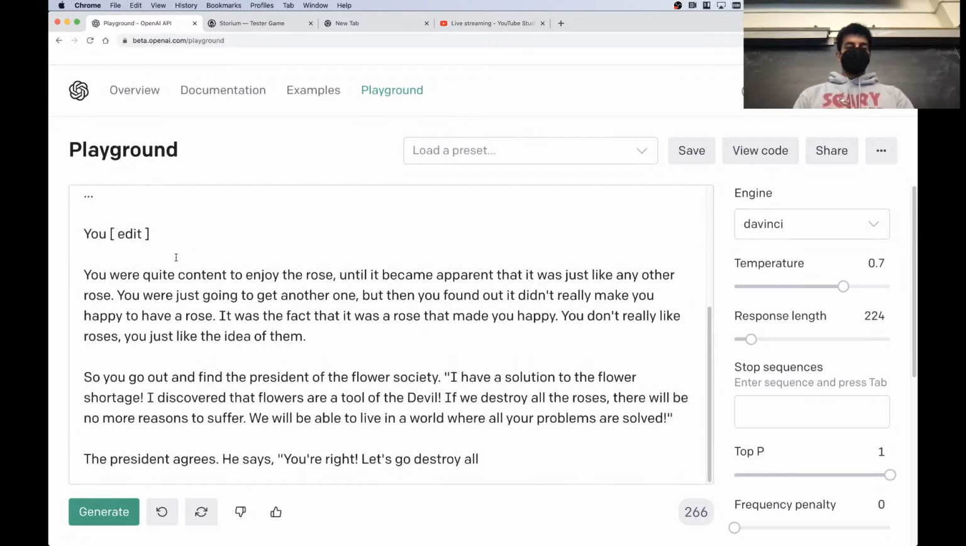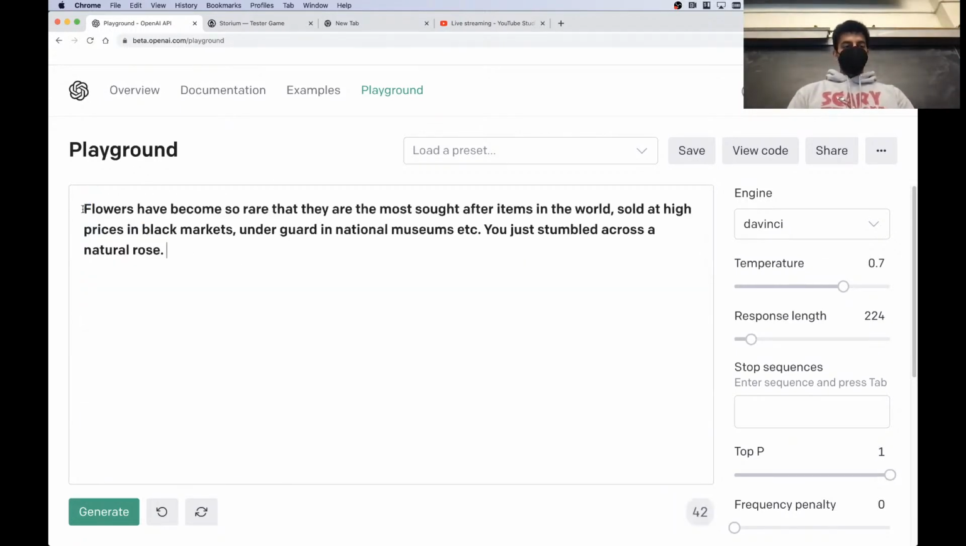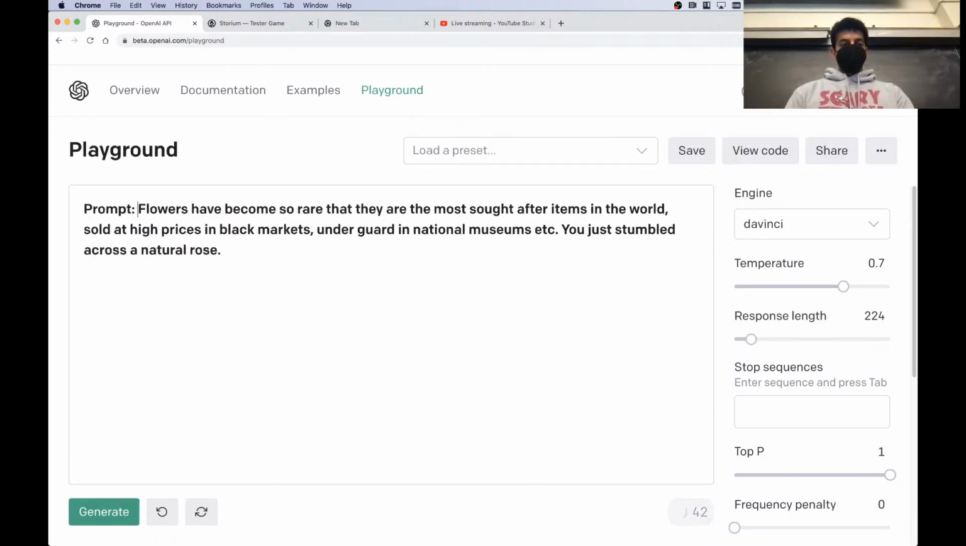Actually, maybe we can do that. Yeah. Maybe I'll do that. So I'll put something like prompt. Or maybe I'll put it in all caps. I am not a good prompt engineer. All right, retry this.